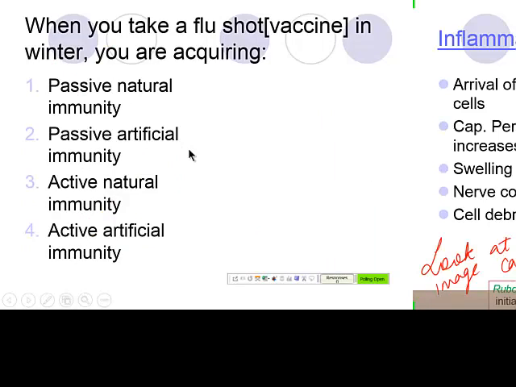Let's look at a few more examples. When you take a flu shot in winter, what are you doing? And that's why always look at the words which are associated with what I'm asking.